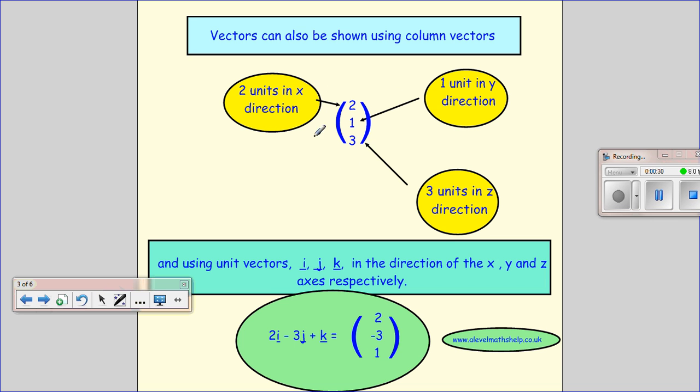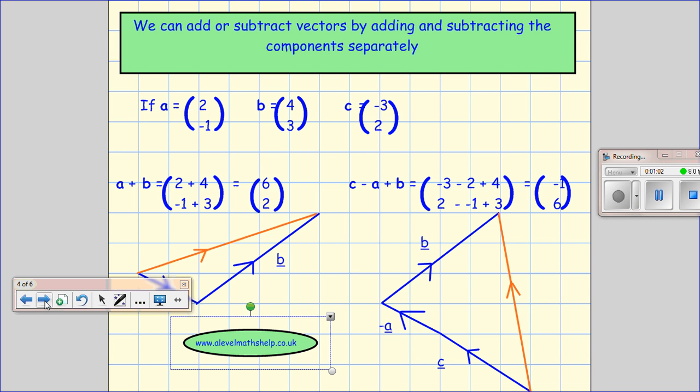You can show them using a column vector where the top number is the number of units you're traveling in the x direction, the middle one is the y direction, and the bottom one is the z direction. If you have a negative, it means you're traveling backwards in that direction. We can also show a vector using unit vectors in the x, y, and z direction. So we can have 2i minus 3j plus k, which can then be written instead as a column vector if you prefer.